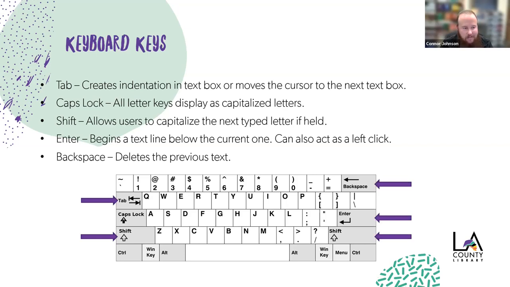The enter, the old return space from olden days, will begin a new text line under the current one, you know, new paragraph, whatnot. But it also acts as a left click, an affirmative yes, an okay. And then there's the backspace, that's going to delete the previous text. So these are all basics. And of course, if you have a special keyboard or a specialty keyboard, that will come with instructions as well if there are special buttons on it.